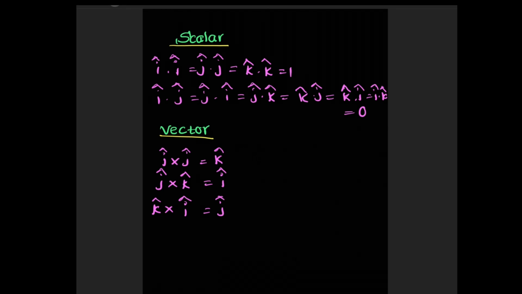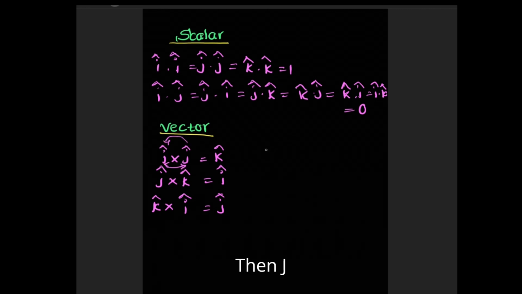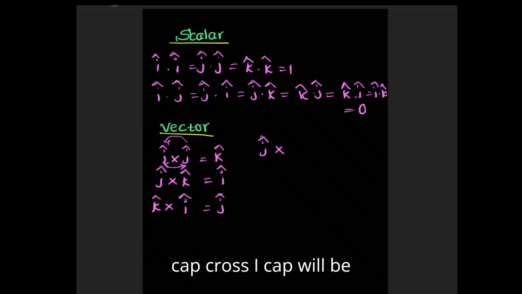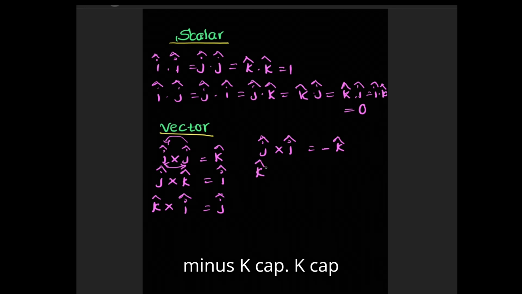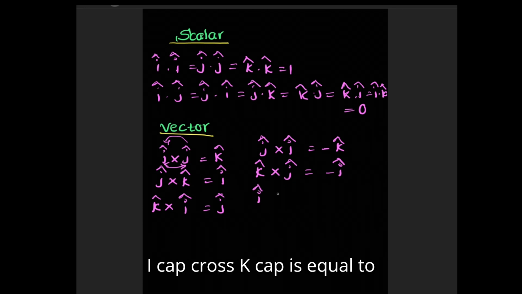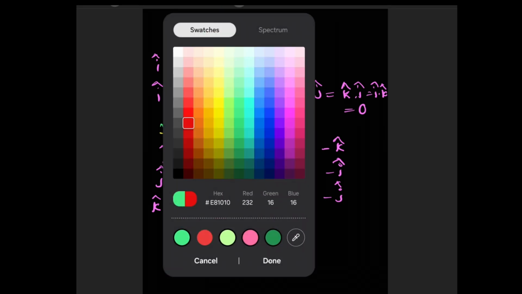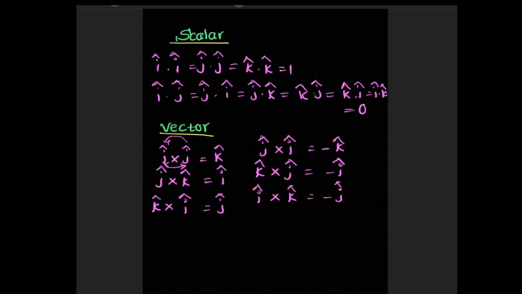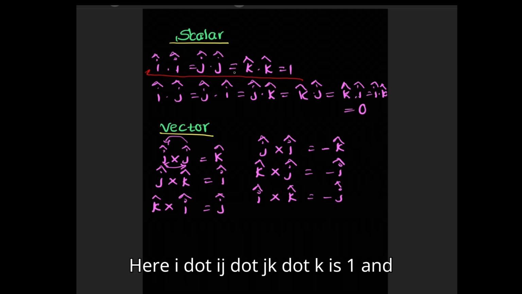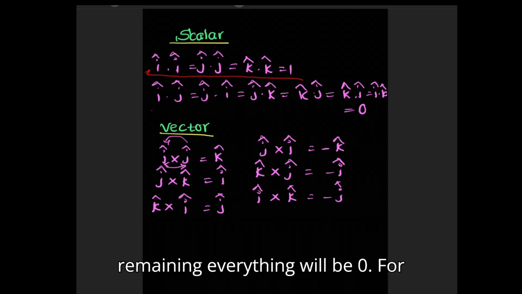And if we reverse the order, then j cap cross i cap will be minus k cap. k cap cross j cap is minus i cap. i cap cross k cap is equal to minus j cap. Here i dot i, j dot j, k dot k is 1, and remaining everything will be 0.